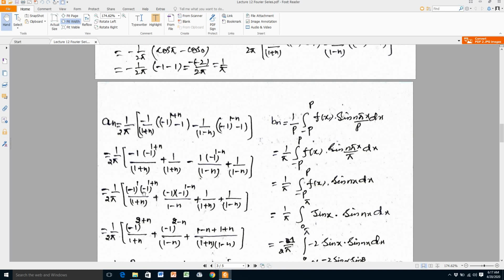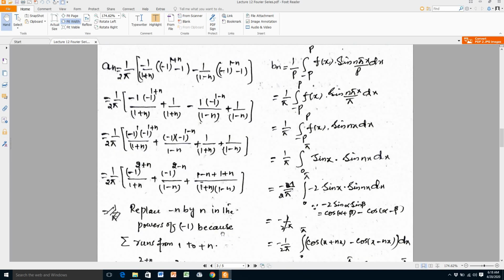Here you see that I use the exponent rule. When bases are the same, then you add their powers, it becomes minus 1 raised to the power 2 plus n. Similarly here, minus 1 raised to the power 2 minus n. Plus 1 over, I take its LCM, 1 plus n, 1 minus n, it becomes 1 minus n plus 1 plus n.